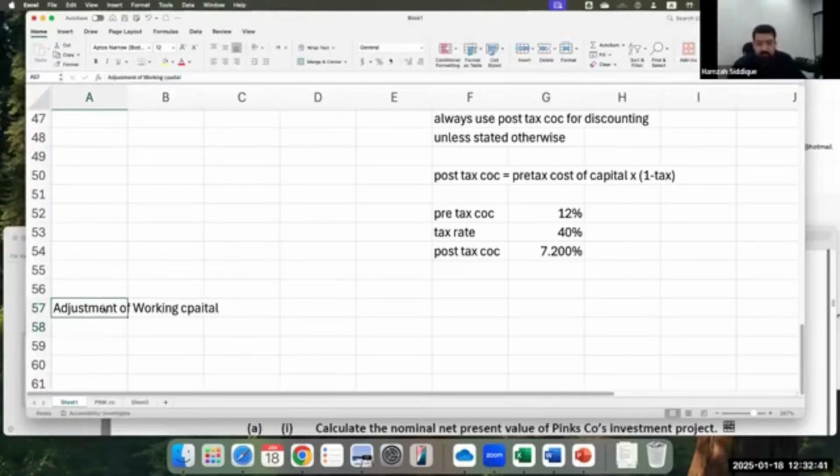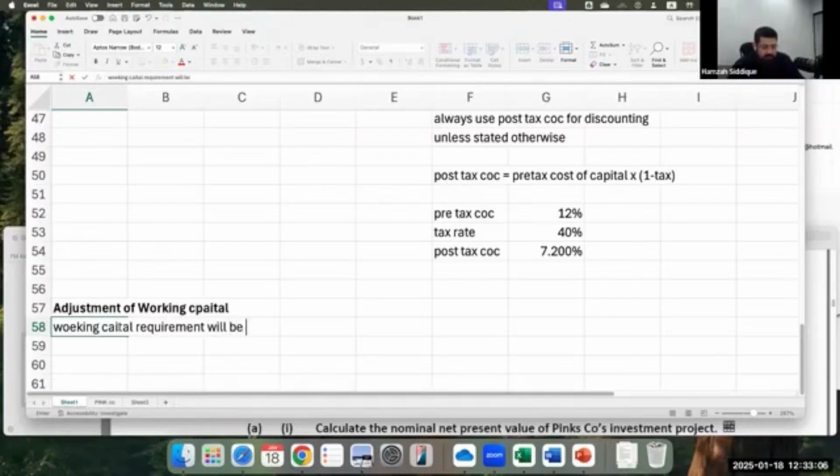Normally, whenever you launch a project, you have to invest in stock, in raw material. Some cash is to be available. So some receivable will be there. Working capital investment will be in line with the requirement, whatever the examiner says, we have to follow that.